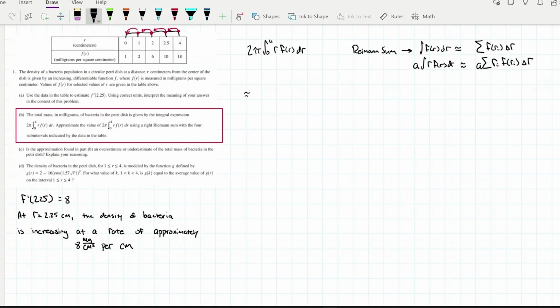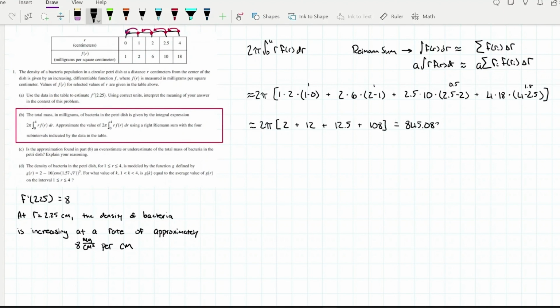We can now expand this summing function where, for the first index, we have an r value of 1 times an f of r value of 2 times the delta r value of 1 minus 0, which is the preceding r value. We'll do the same thing for the next 3 data points, then evaluate the approximation to get a value of 845.088.